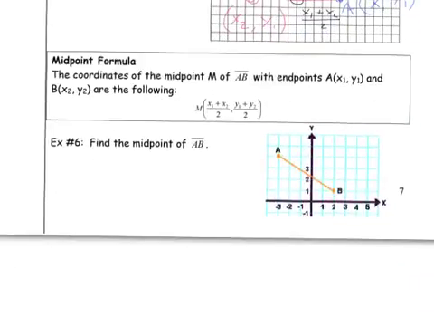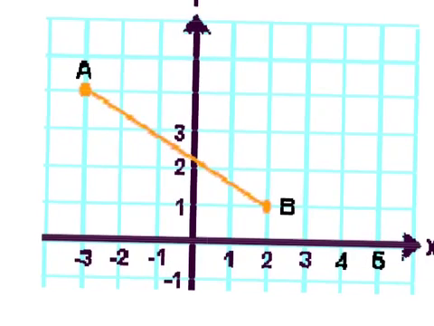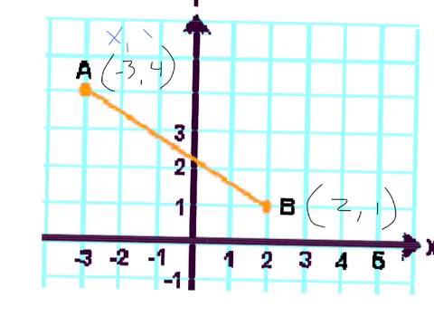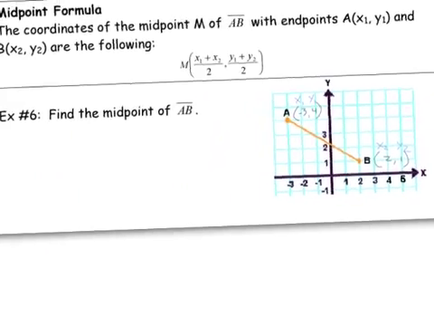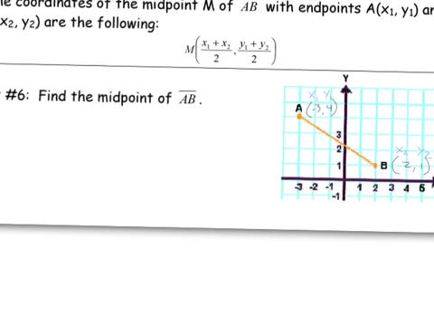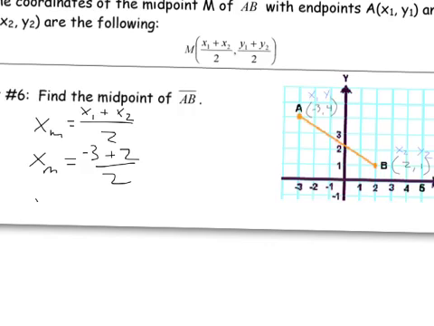It says find the midpoint of AB. Well, we have to first find the coordinates of A and B. So let's take a look. A looks like it is at -3, 4, and B looks like it's at 2, 1. Well, let's label all these guys. So let's call this x1, y1, x2, y2. And let's just rewrite those formulas. Right? So I know that xm equals x1 plus x2 over 2. Plugging everything in. I don't know my xm, that's what I'm trying to find, so I leave that as my variable. x1 is -3, and x2 is 2, all divided by 2.